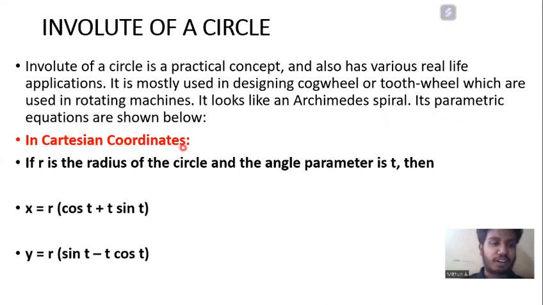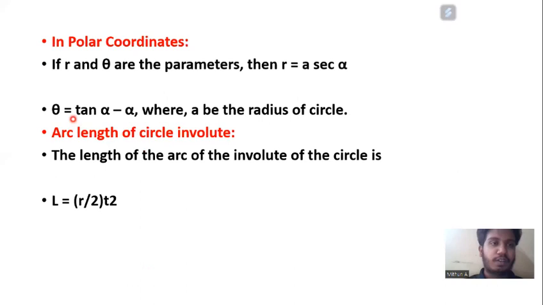In Cartesian coordinates, if r is the radius of a circle and the angle parameter is t, then x is equal to r (cos t plus t sin t), and y is equal to r (sin t minus t cos t). In polar coordinates, if r and theta are the parameters, then r is equal to a sec alpha, where theta is equal to tan alpha minus alpha, where a is the radius of the circle.